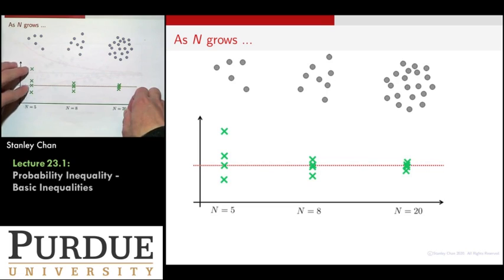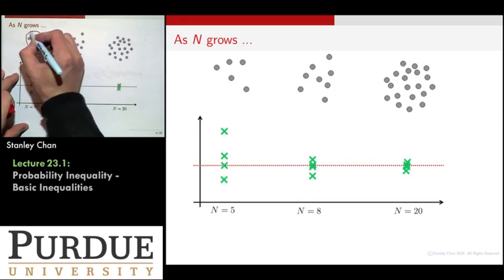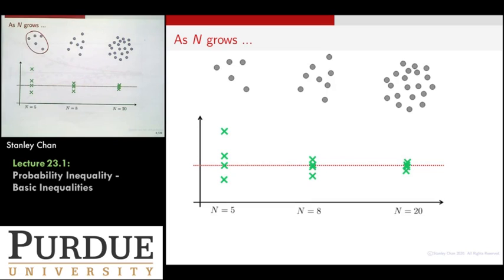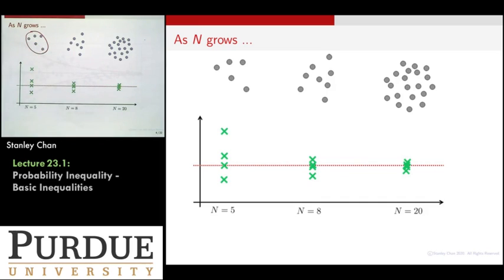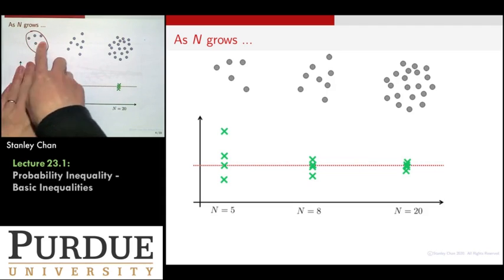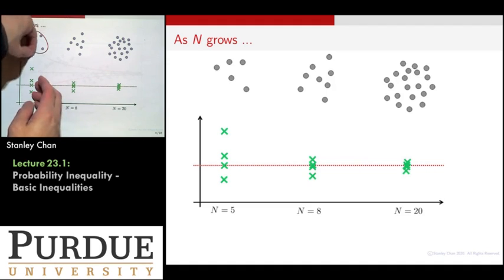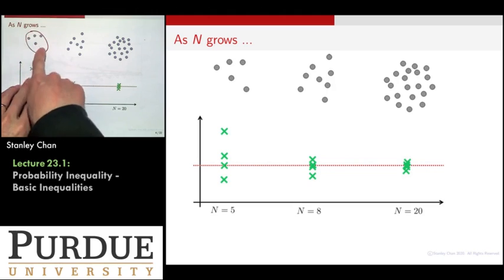So let me do it this way. Here are your 5 samples, and then you calculate their average. By calculating the average, I really mean that you take the sum of all these 5 data points, and then you divide by the total number. And imagine that you're only looking at the y-axis. So that will give you 1 cross. 1 cross will represent 1 empirical average coming out from 5 data points.